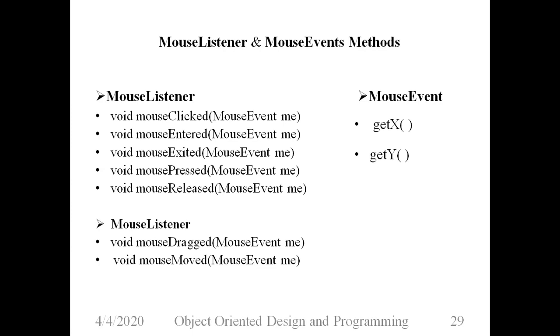MouseListener has 5 methods: mouseClicked, mouseEntered, mouseExited, mousePressed, and mouseReleased. You have to give the implementation of all the 5 methods. And the second listener is MouseMotionListener, inside which there are 2 methods: mouseDragged and mouseMoved.